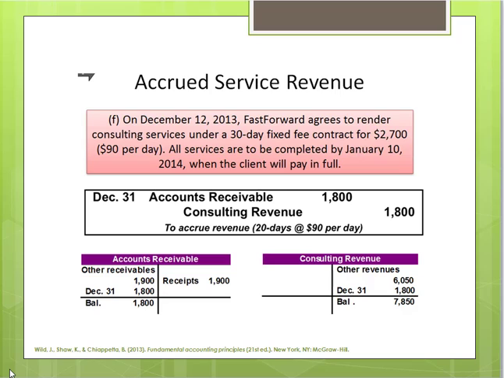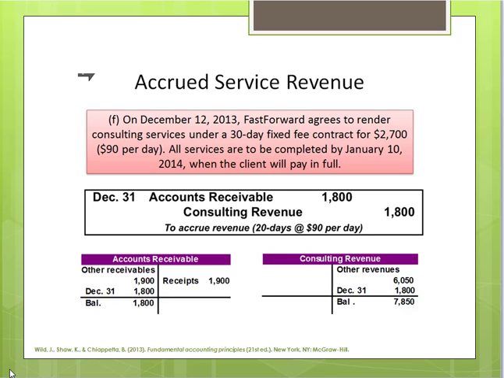On December 12th, Fast Forward agrees to render consulting services under a 30-day fixed fee contract for $2,700. That's $90 per day. All services are to be completed by January 10th, when the client will pay in full. So let's look at our entry that we would make on December 31st at the end of the month.